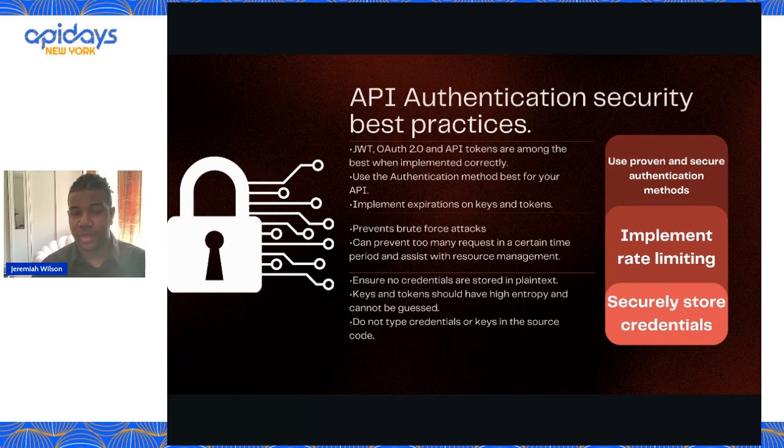And implement rate limiting. If you do that, then it can prevent brute force attacks. Rate limiting is when you set a limit to how many requests can be sent at a time. You could send like 5 requests and then the account will lock out.